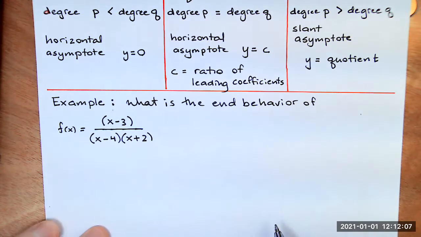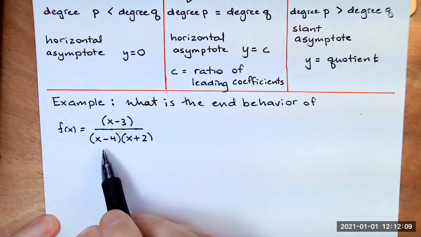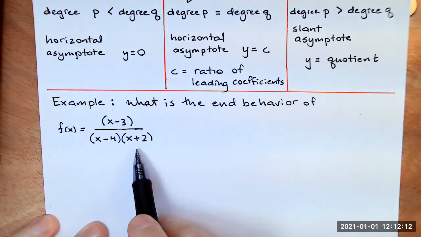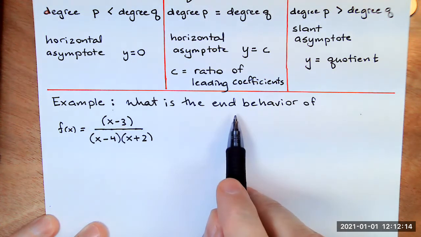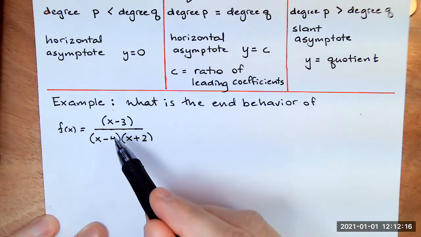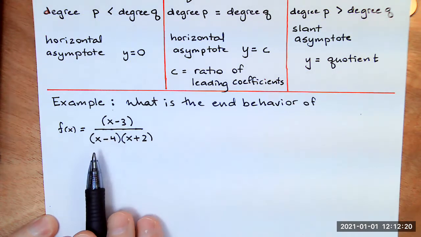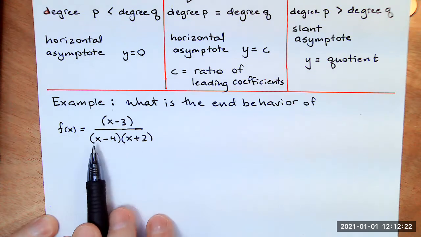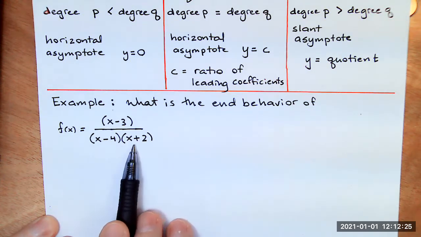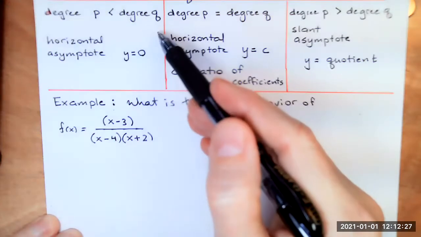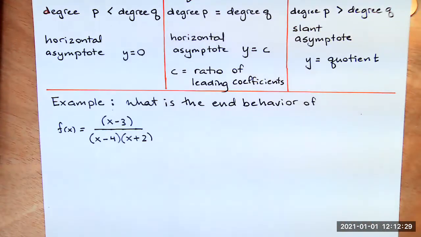So suppose f of x is x minus 3 divided by x minus 4 times x plus 2. What is the end behavior? Well, the degree in the numerator is 1. The degree in the denominator is 2. If you multiply this out, you'll get x squared. So this is our first case. It'll have a horizontal asymptote of y equals 0.